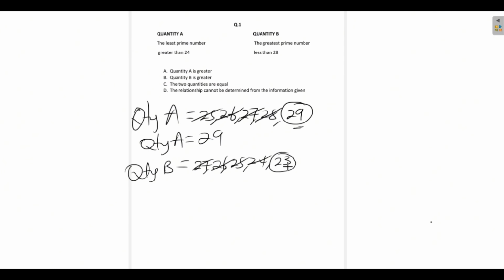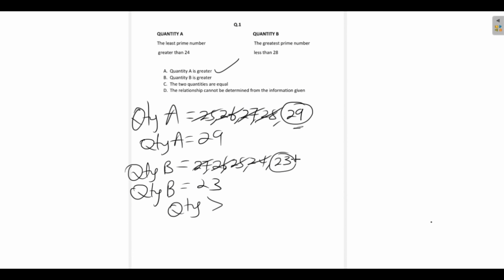At this point, we don't have to look for other prime numbers because we are looking for the greatest prime number less than 28, and any other prime number we find after 23 wouldn't be the greatest. So quantity B is equal to 23. When you compare the quantities, you can clearly see that quantity A is greater, because quantity A is 29 and quantity B is 23. Hence our answer is option A, where quantity A is greater.